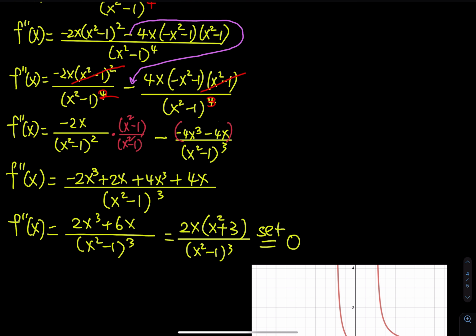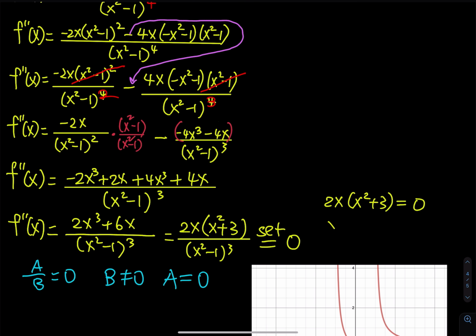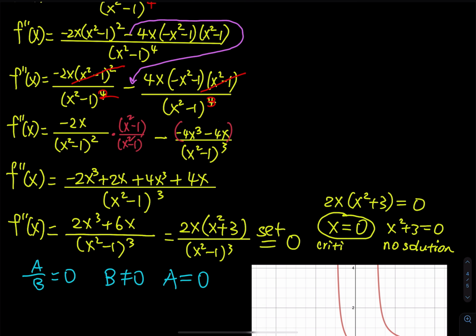That brings us back to simple math, right? A divided by B equals 0. So we know that B cannot be equal to 0. Therefore, we just force A to be equal to 0, right? So that gives me 2x times x squared plus 3 equals 0. So we have x equals 0. And then how about the other one? Can x squared plus 3 equal 0? This one has no solution, right? So therefore, we have one critical number, that is x equals 0. This is my only critical number.